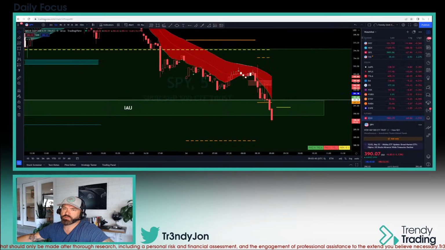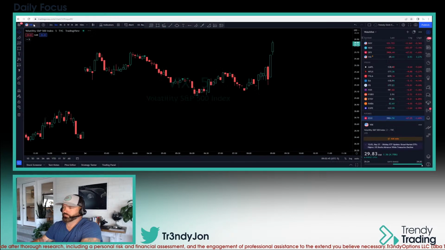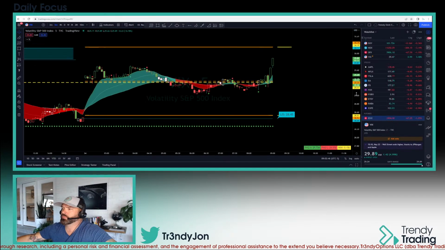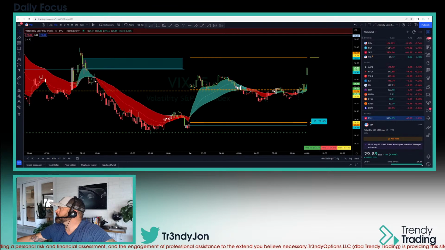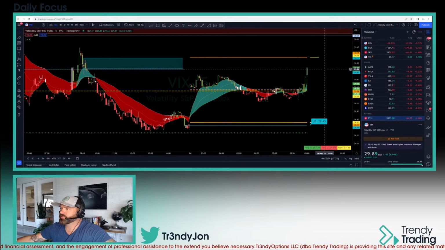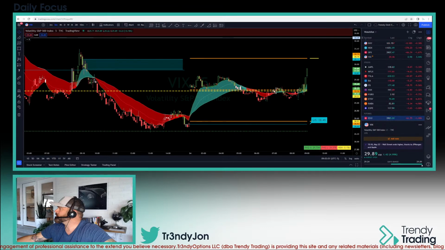Let's look at this VIX really quick. Nice push here. VIX, we might get a push into 30.15 and then see some sort of relief bounce here.